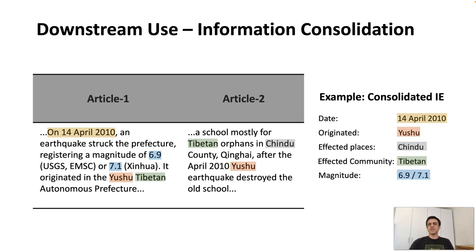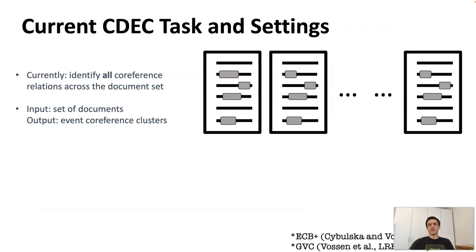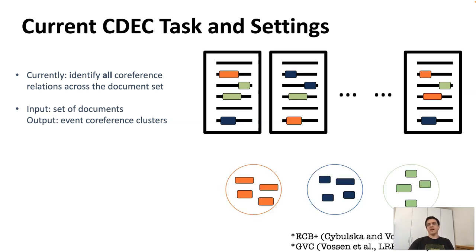Cross-document event coreference is considered an important task in information processing. For example, we can consolidate information about an event which is mentioned in different contexts, as illustrated in this example. Currently, the cross-document event coreference task is formulated as identifying all coreference relations across the entire document set. A typical cross-document event coreference model receives as input a document set. It will then resolve all coreference links between all the events mentioned in the texts, and finally output the coreferring event clusters.